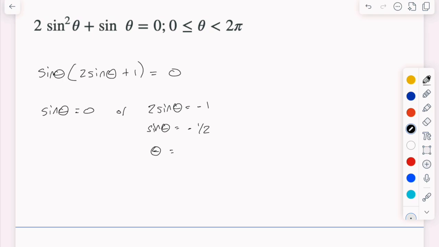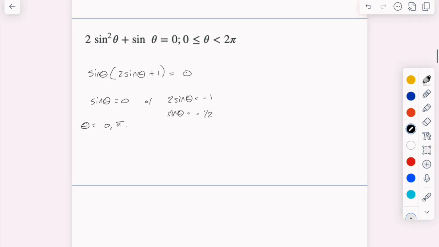Well, if sine theta equals -half, actually, I'll leave that for now. I just want to demonstrate something quickly. If we stick to sine theta equals 0, we know that theta can equal 0 or pi there. Now let's focus on negative a half.